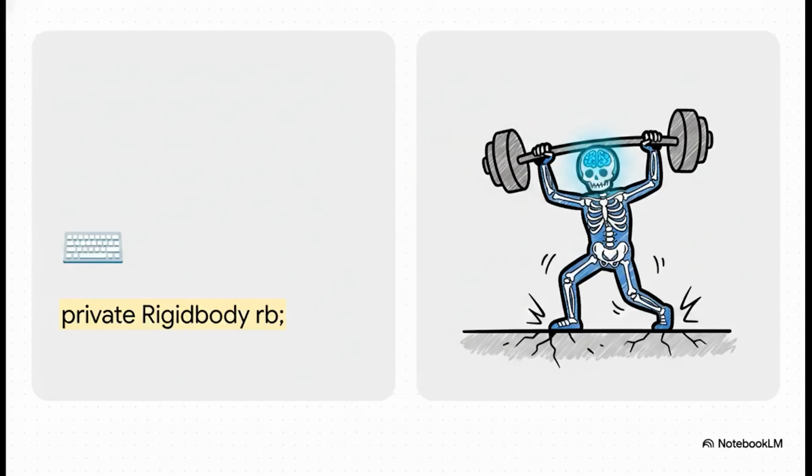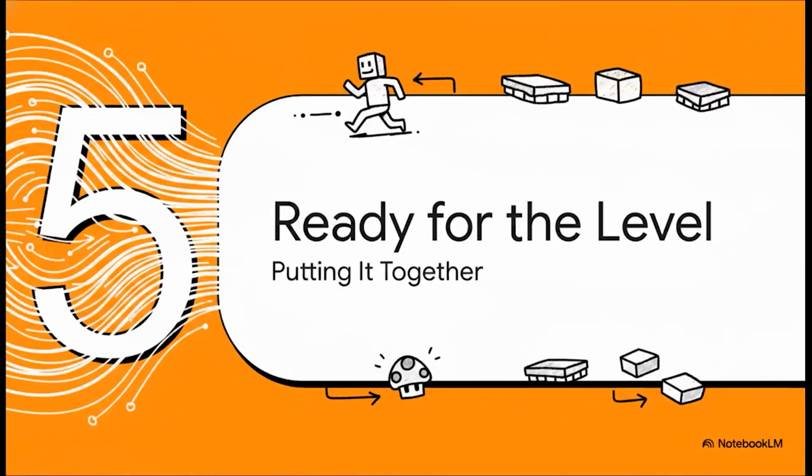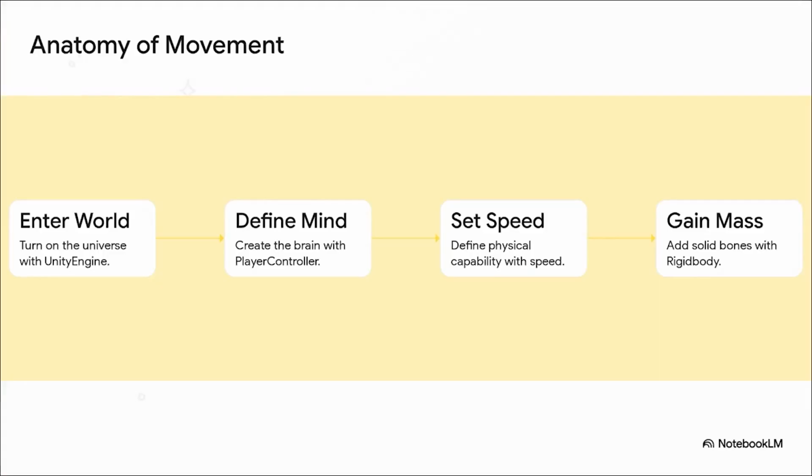The RB part you see is just a quick shorthand nickname the developer uses so they can easily reference those bones later on. And finally, section 5, ready for the level. It is honestly amazing how much physical reality is packed into just a few short lines of text. The crucial point here is how this sequence perfectly layers upon itself.